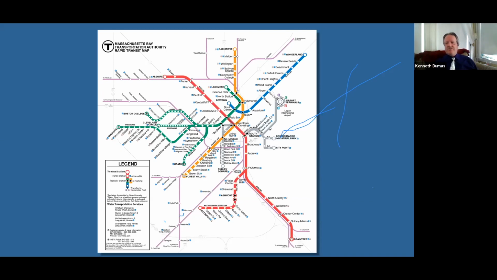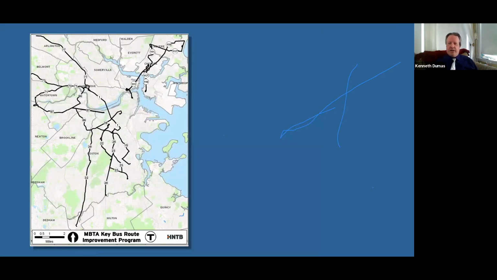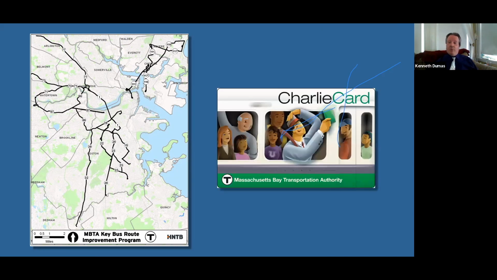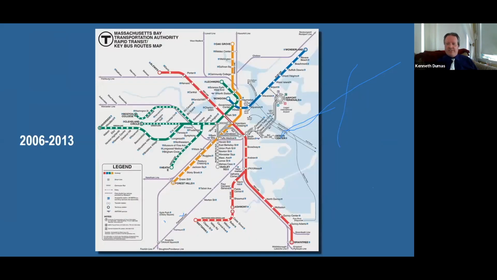In those intervening years, there were two big things that happened at the MBTA. The first was the creation of a key bus route system. This is where the MBTA took existing bus routes and modified their schedules so they would essentially work as extensions of the rapid transit system. The second thing was automated fare collection. Now with the Charlie card, it was going to be easier and less expensive to move back and forth and transfer between modes. The MBTA really wanted to capitalize on this, and so they wanted me to basically add the key bus routes to the already existing map.